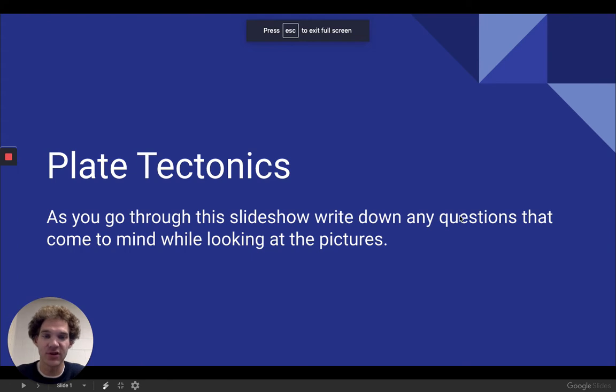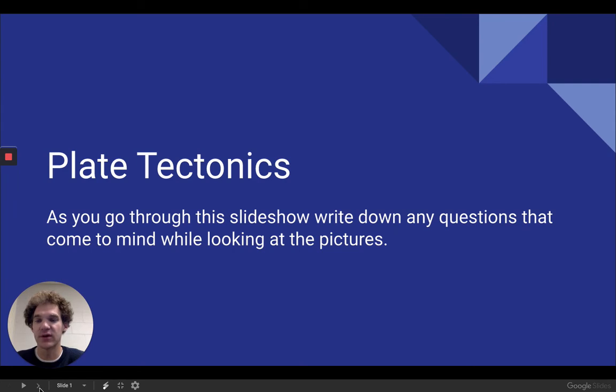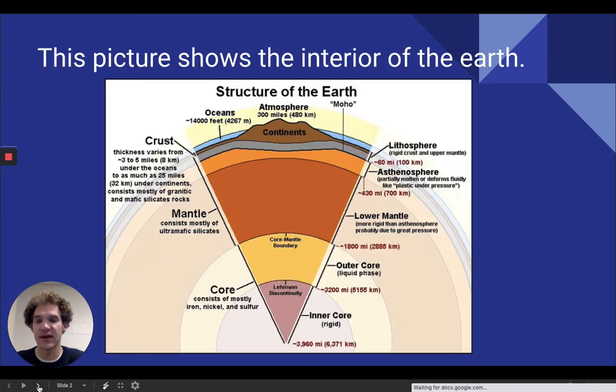As you go through the slideshow, write down any questions that come to mind when looking at the pictures. The pictures are pretty straightforward. You'll see here. Let's start navigating our way through. So what I've done is just sort of taken some pictures and just put them in there, and I want you to take a few minutes and look at each picture and really read some of the stuff on there if there's stuff to read, and just sort of any questions that you have about the pictures that you see, write them down, and then we'll post them in discussion questions. So if you have any questions about the inside of the Earth, what the inside of the Earth looks like, how do we know what it looks like, write those questions down.